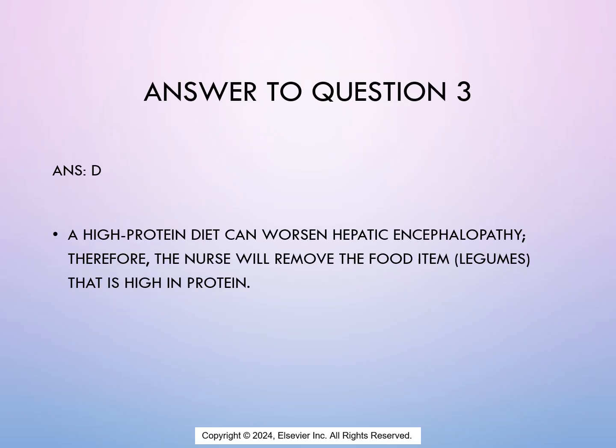So the answer here is D as in delta. And the reason is because a high protein diet can worsen hepatic encephalopathy. So we're going to remove the food that has the high protein content.